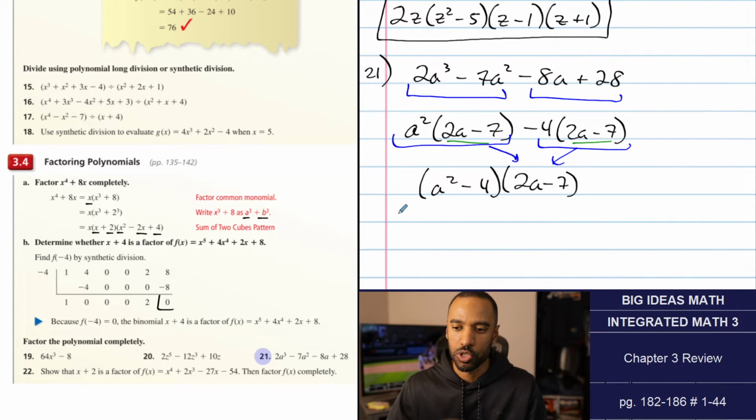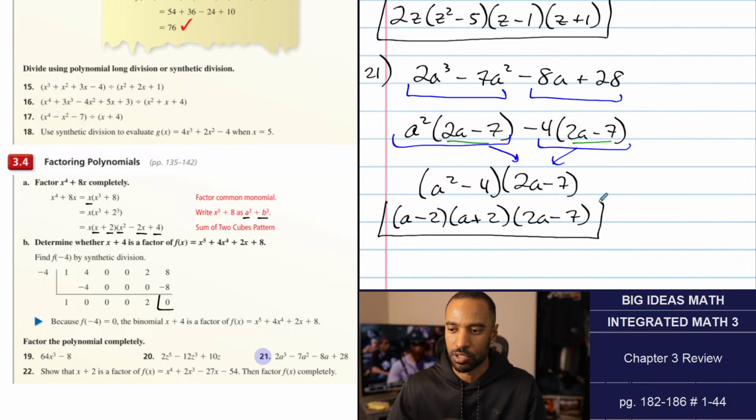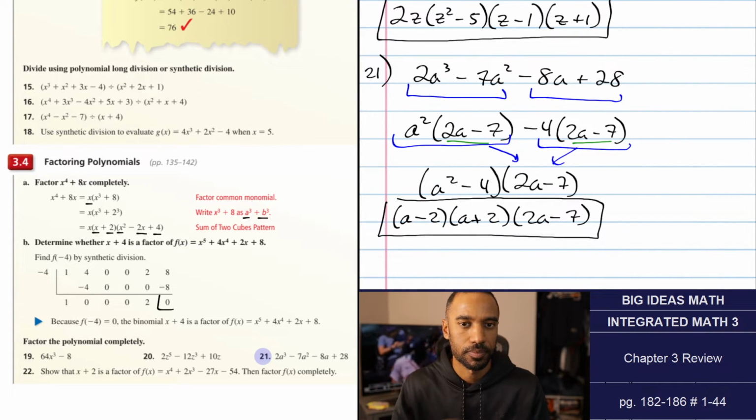Now, a squared minus 4 is once again one of those difference of two squares. This factors into a minus 2 times a plus 2, and there's the 2a minus 7. And you are good to go. There's the complete factorization of number 21.